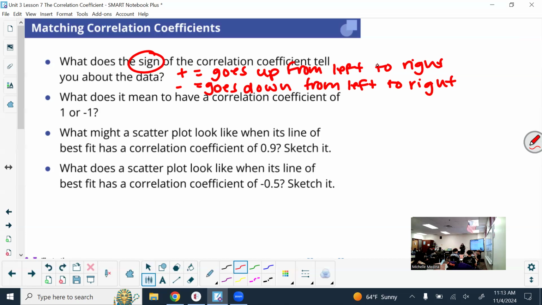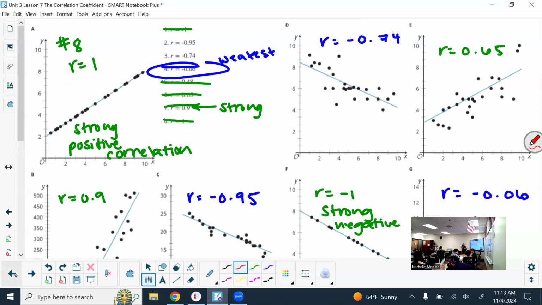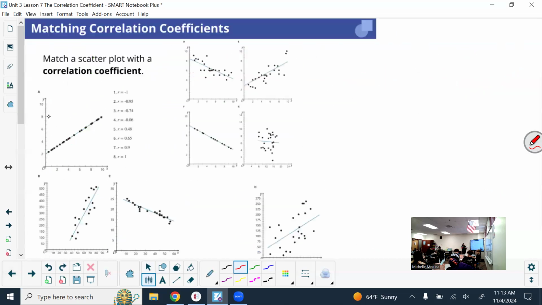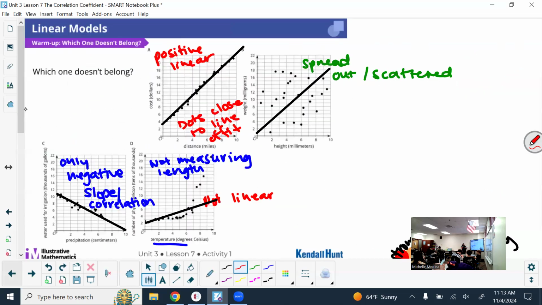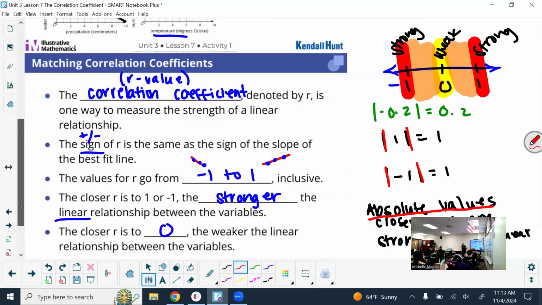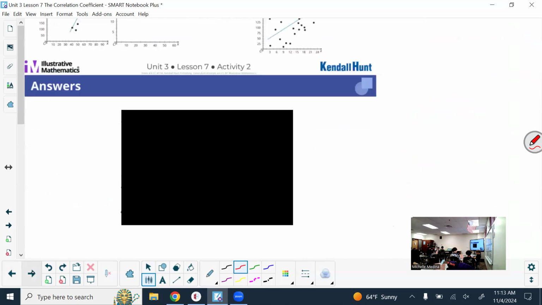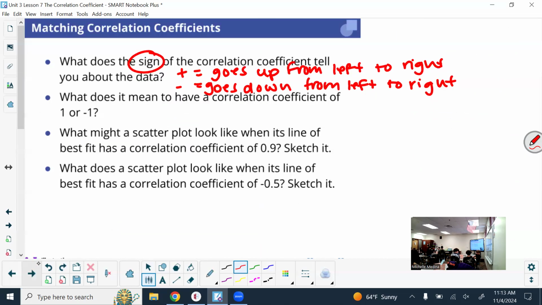You don't know anything about the strength until you really think about the absolute value of it. Is it closer to 1? The absolute value of it, if you think of it that way. Or you could think of it like that little scale that I drew. This one. The closer it is to 0, the weaker. The closer it is to 1 or -1 is stronger. And when we say strong, we mean linear.